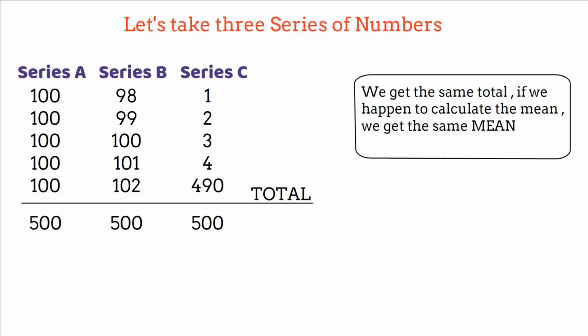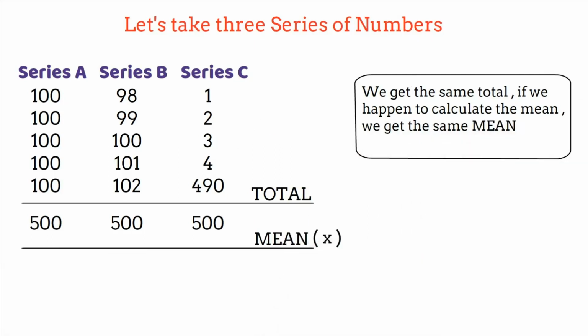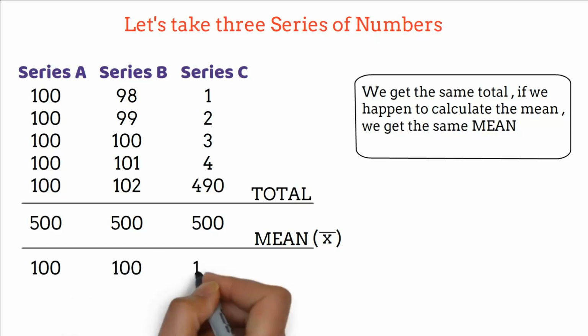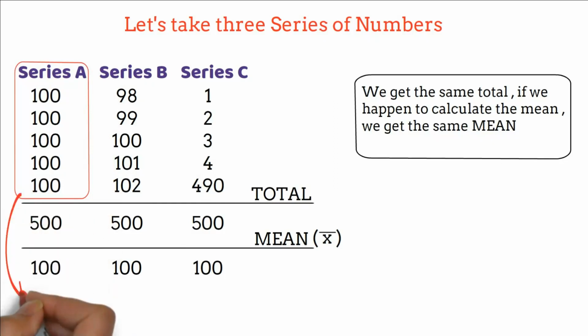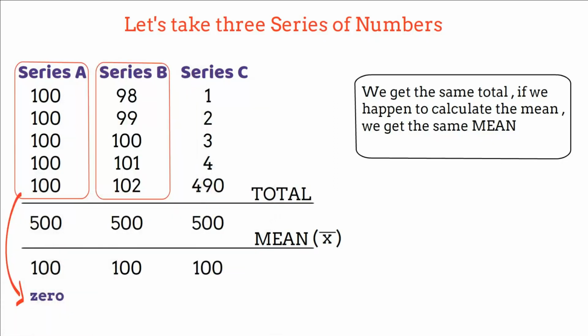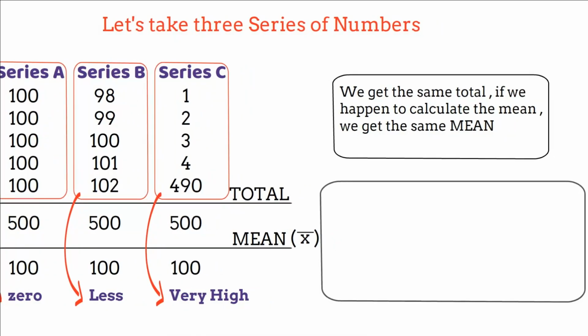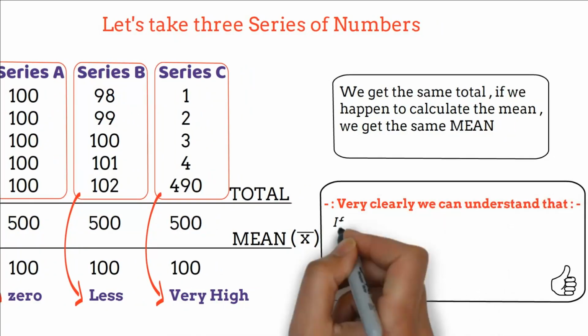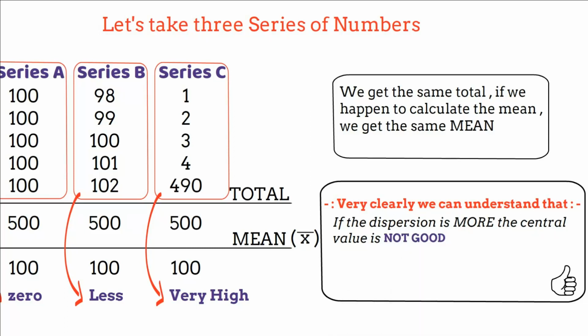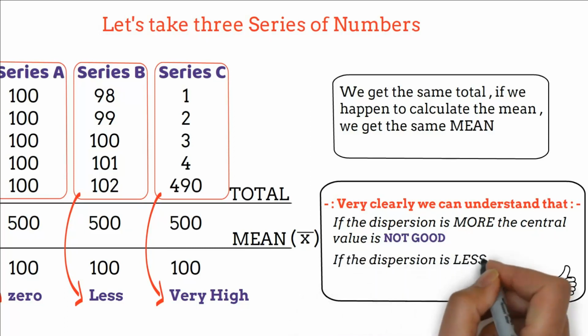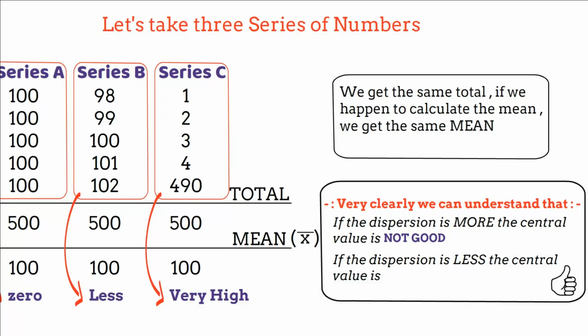We get the same total, so if we calculate the mean, we get the same mean. The mean of Series A is 100, the mean of Series B is 100, and the mean of Series C is also 100. Here in Series A the dispersion is 0, in Series B the dispersion is less, and in Series C the dispersion is very high. Very clearly, we can understand that if the dispersion is more, the central value is not good. If the dispersion is less, the central value is good.